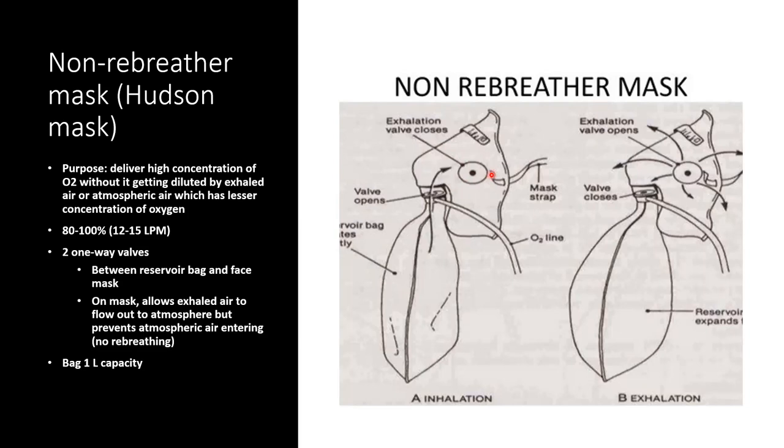So basically then, in a non-rebreathing mask, we do not recycle the oxygen that comes from the anatomical dead space. All we're giving is oxygen coming from the wall. Is that understood? By doing so, therefore, it is going to provide us with a higher concentration of FiO2. It can give us up to 100% of oxygen. Okay, noted, very good.